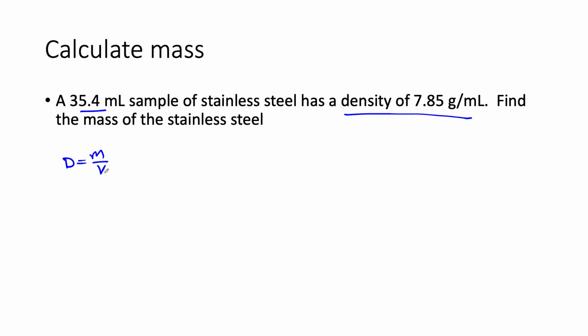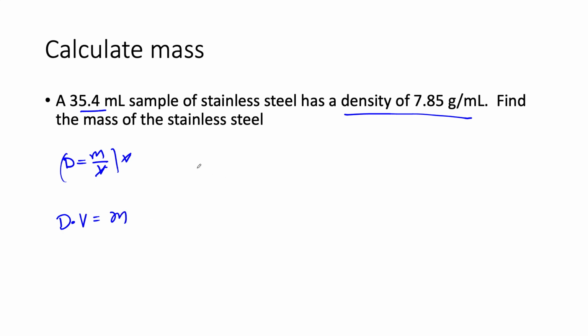So what I'm going to do is, we're looking for mass. We have volume in the denominator on the right hand side. Let's multiply both sides by volume. If we multiply both sides by volume, it'll be density times volume, and then volume cancels and that's equal to mass. This is what we're looking for.